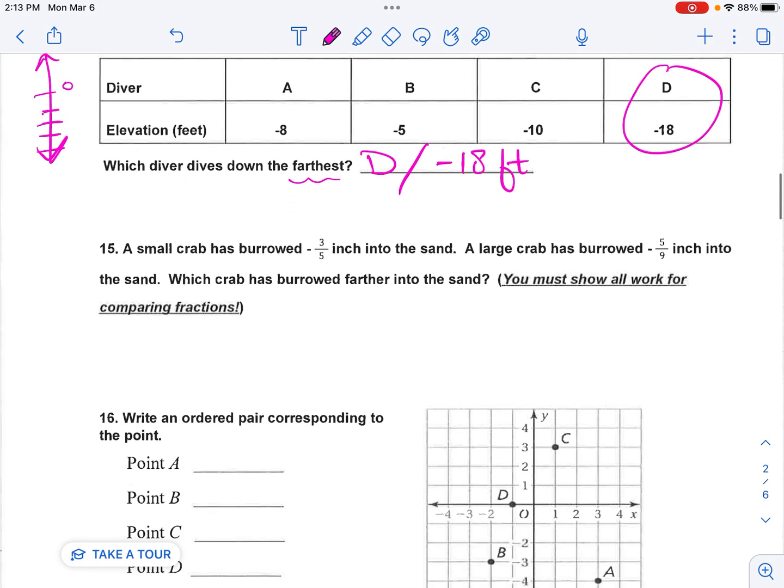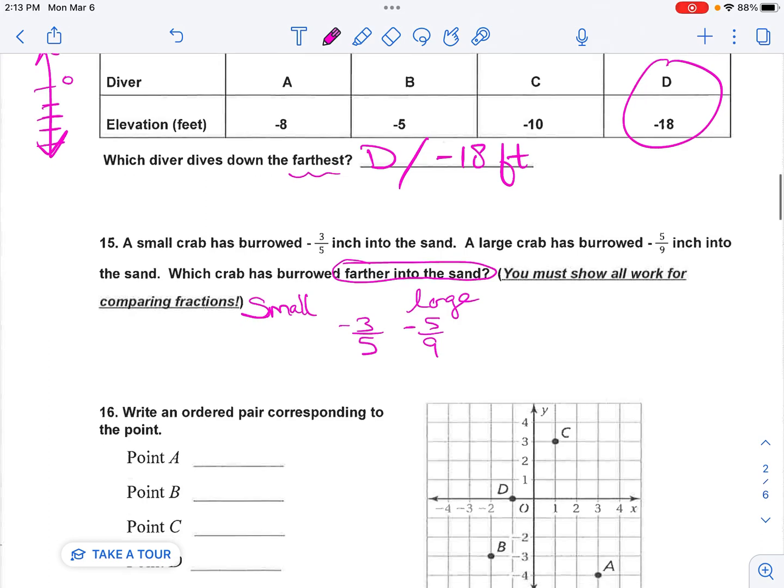Number 15, a small crab. I'm going to go ahead and label these, so I'm showing my work. A small crab has burrowed -3/5 inches into the sand. It's down inside the sand. The large crab has burrowed a -5/9 inch into the sand. Which crab has burrowed further down into the sand? Which one is deeper?